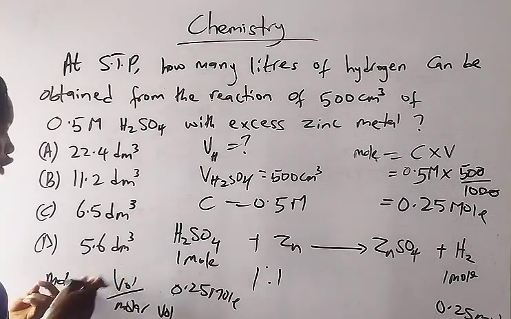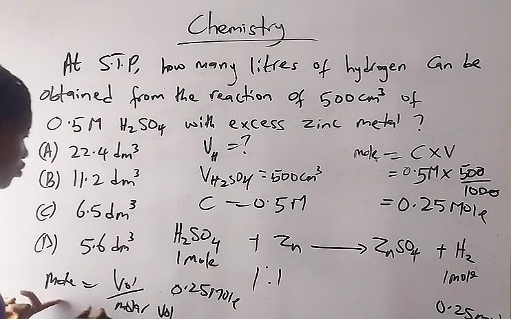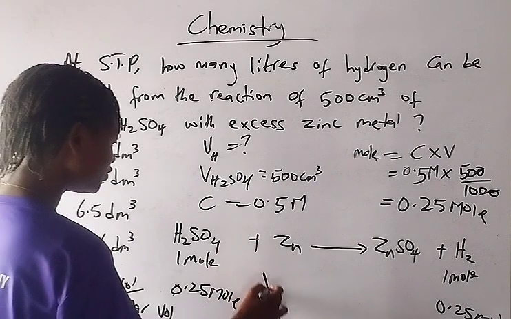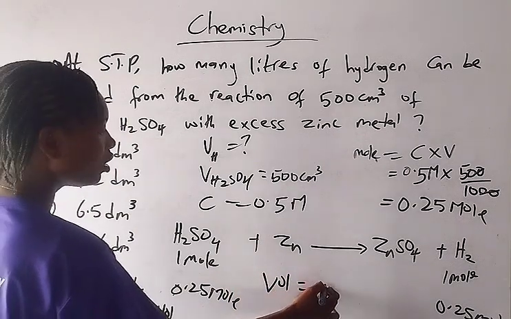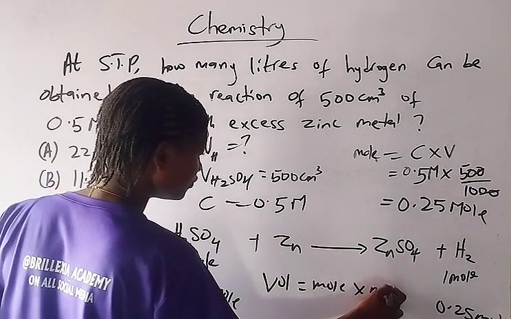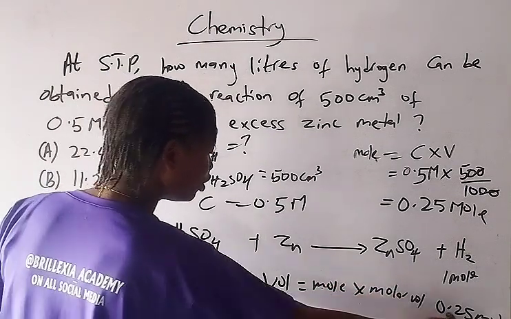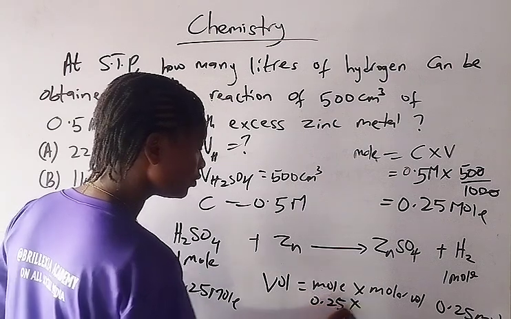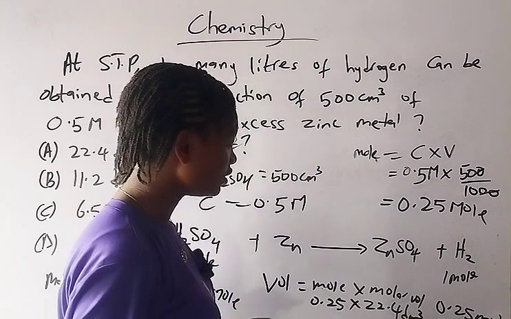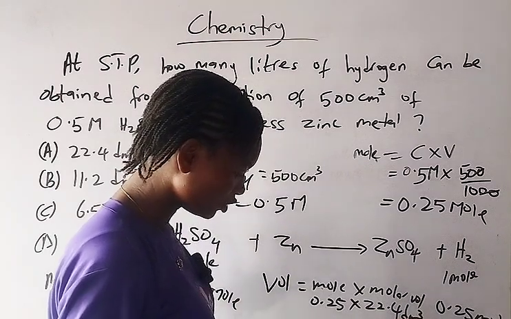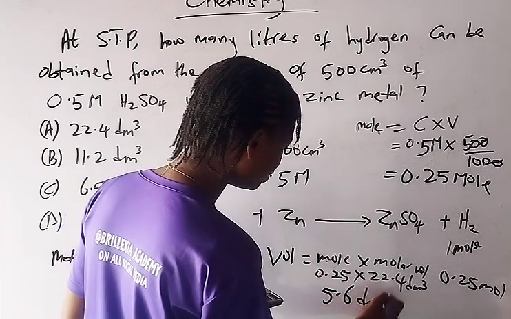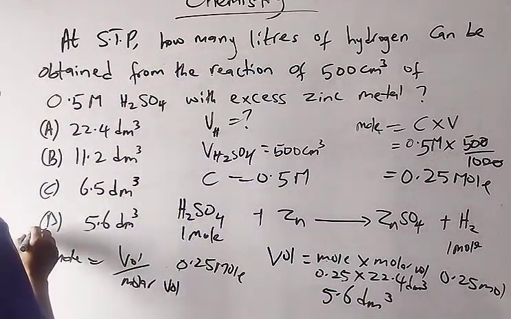So we can make volume the subject of the formula, and that's going to give us volume equals mole times molar volume. And our mole is 0.25 times molar volume. What is molar volume? That's 22.4 dm³, right? So 0.25 times 22.4 dm³. That's going to give us 5.6 dm³, which says that the answer is option D.